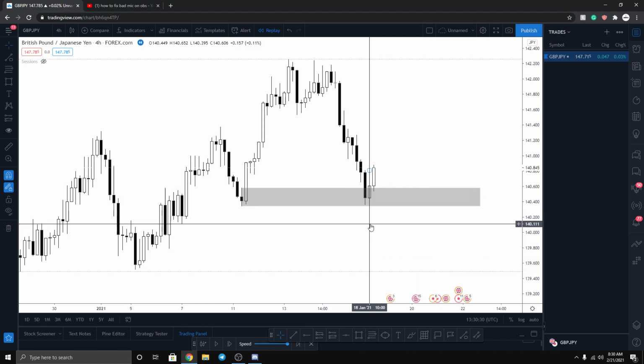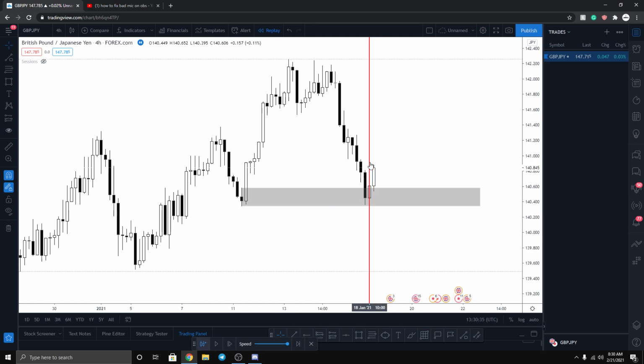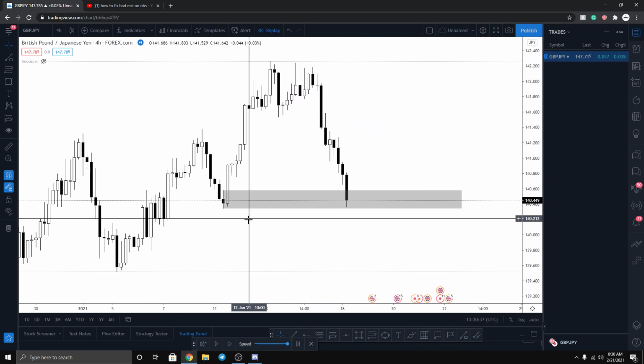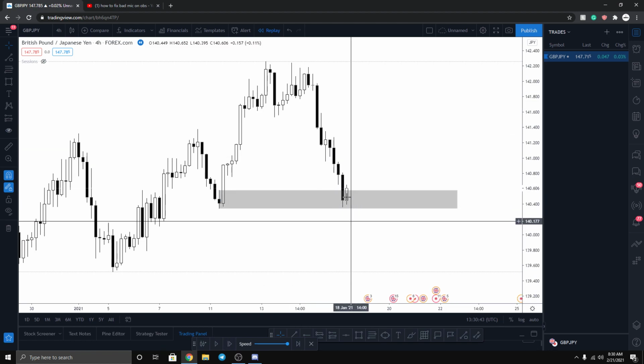Now, this is my zone. Now, we can delete this. Let's actually move back, replay. So, like we said, this is our zone. Now, the market came, pushed down to the zone, and let's play the next candle, and we see bullishness.